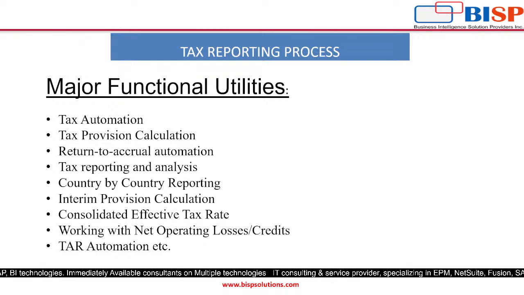Now the other functional utility provided is working with the net operating losses or credits. In case there are any losses, then we can automate the process of carrying forward, deferring, or utilizing the losses or credits which are available for a particular legal entity.